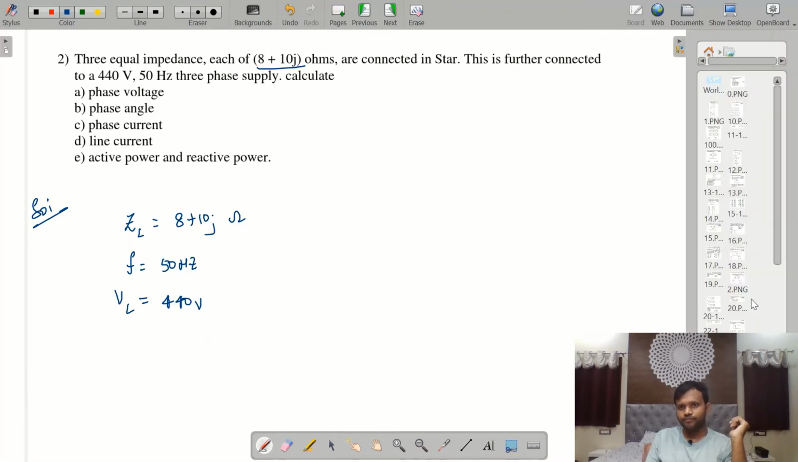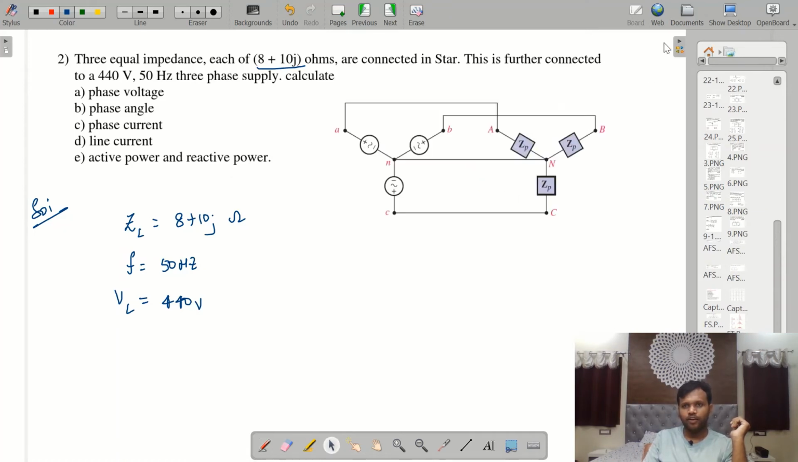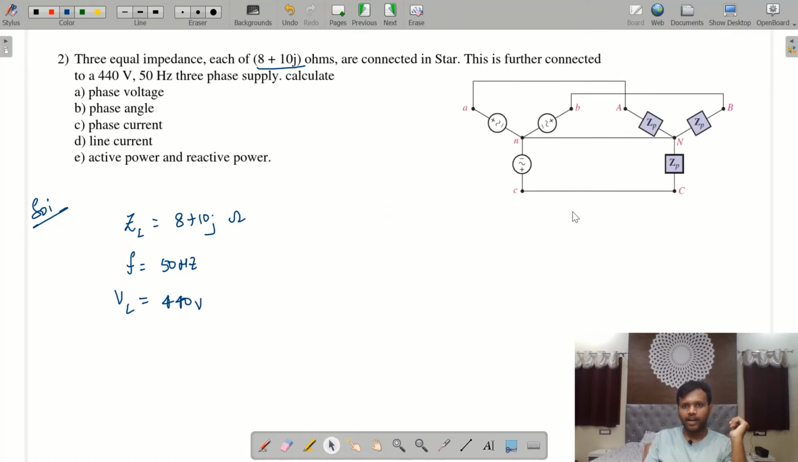Okay, once again we will draw the circuit. See here, in this circuit, so what they had given, okay, they had given the ZP value, means ZL, load impedance they had given as 8 plus 10J. Okay, frequency of the supply, and line voltage. What is the line voltage they had given? This is my line voltage. They had given it as 440 volts. Okay, so let us solve one by one.